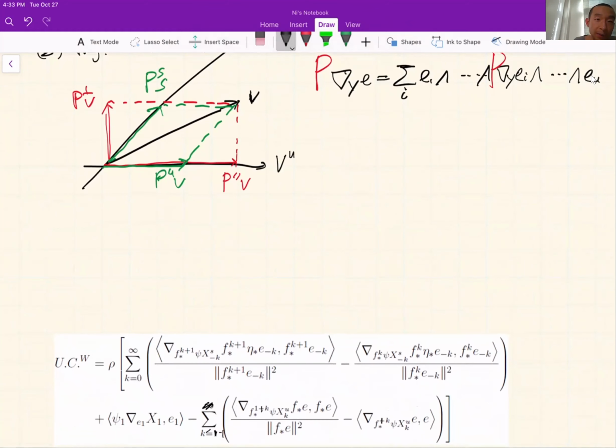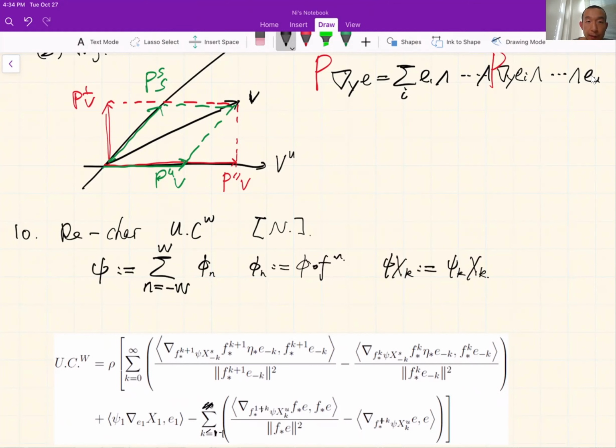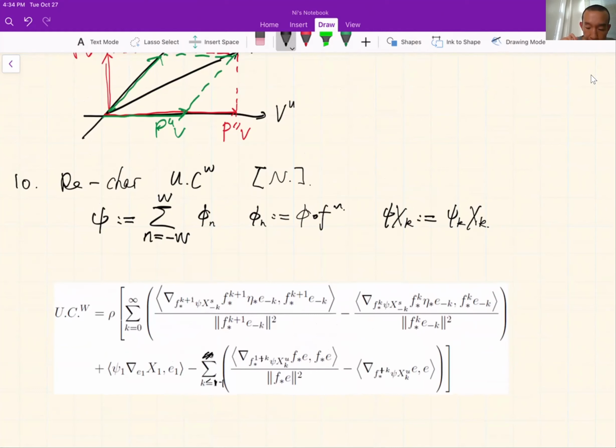And that formula is copied down here. Our next step is to recharacterize this expanded formula for the unstable divergence and hence for the unstable contribution. This is my work. Let's define psi as a summation of phi n, where n goes from minus w to positive w, and phi n here is the pullback of phi. And psi xk is just psi k xk. So this is the vector. This formula is the expanded formula.